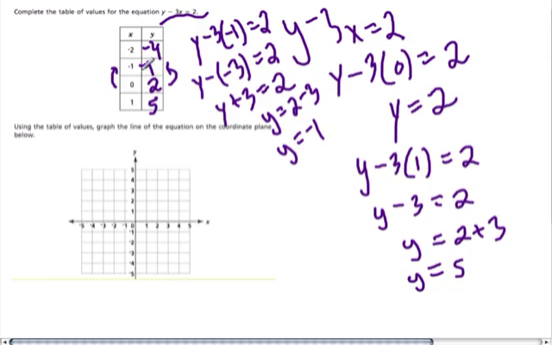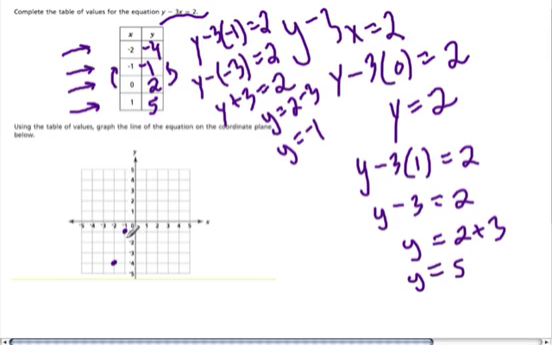So now it says, use the table of values to graph the line of the equation on the coordinate plane below. In other words, use each of these rows as coordinates, or ordered pairs. So our first coordinate would be negative 2, comma, negative 4. So here's negative 2, negative 4. That's our first point. Next we have negative 1, negative 1.